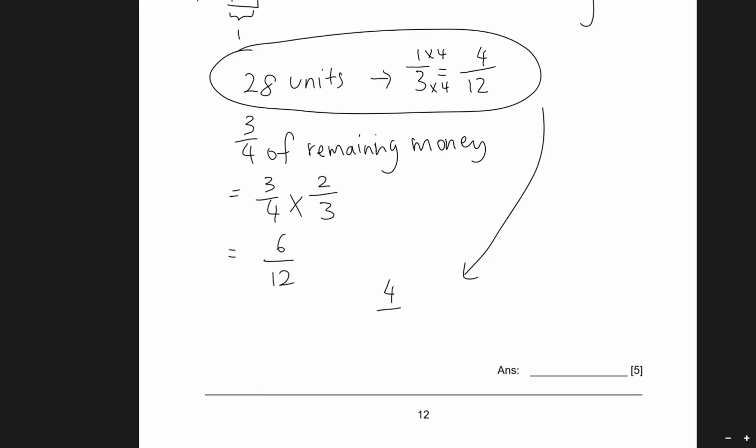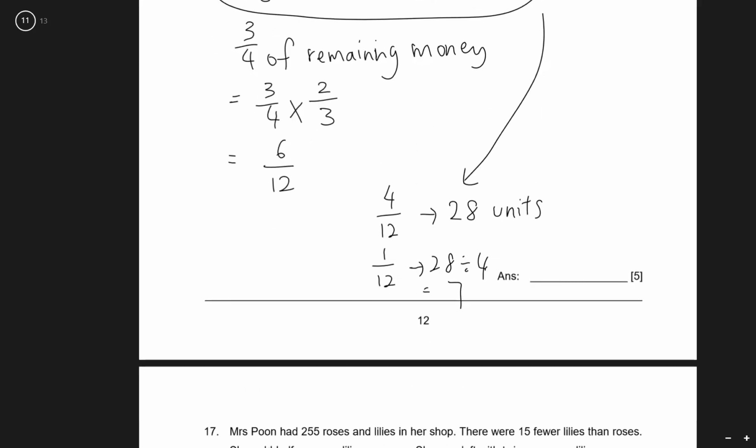So I have 4 units of her money being spent on 28 units worth of stuff. Okay. Now let's find for 1 unit first. 28 divided by 4, which is going to give us 7. Now remember, she spent 6 units of the money on the remaining of the money on the pads. So the 6 units, let's find out how many units of stuff she can buy. She can actually buy 42 units of the things.